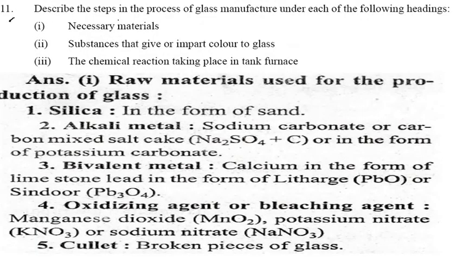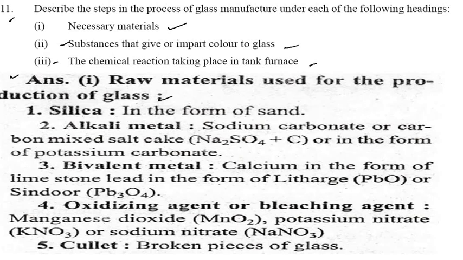Now come to the 11th question. Describe the steps of the process of glass manufacture under each of the following headings. First is the necessary materials. Second is the substance that gives an important color to glass. And third is the chemical reaction taking place in the tank furnace. I have told this already, but you can see the answer here and write it.